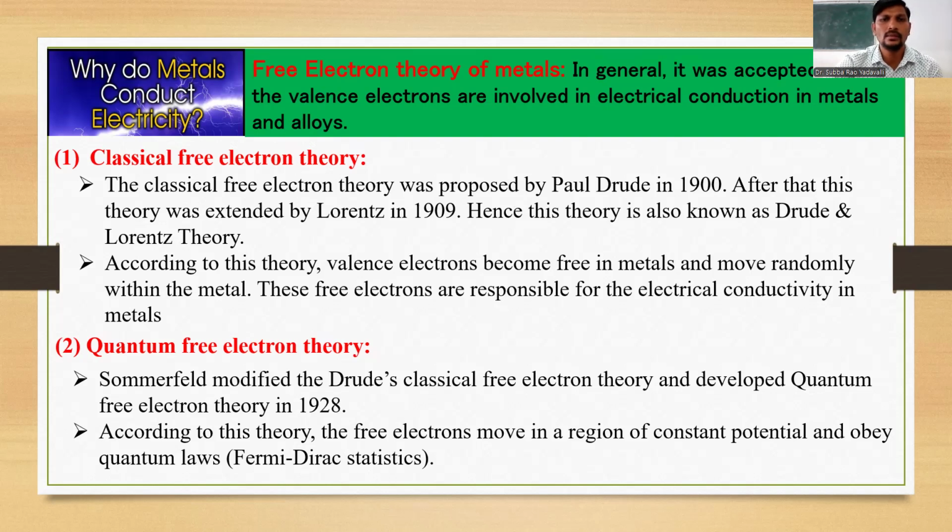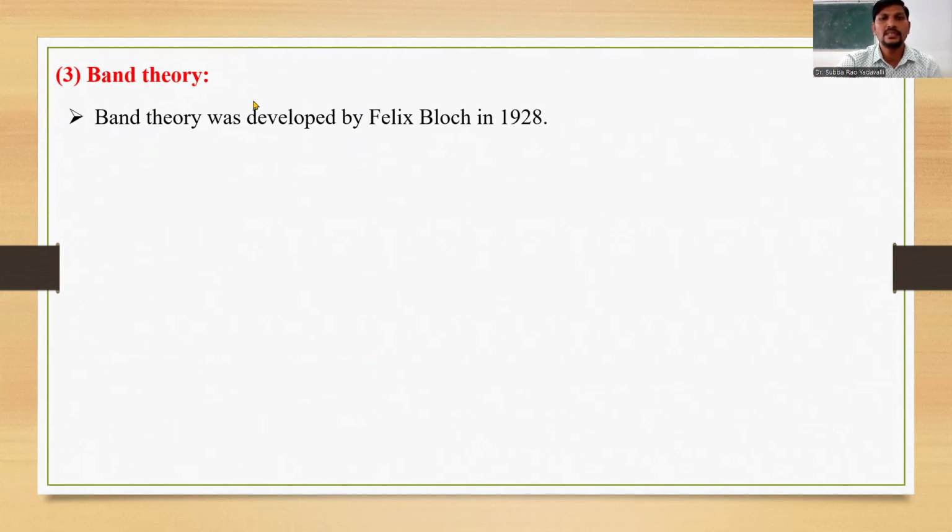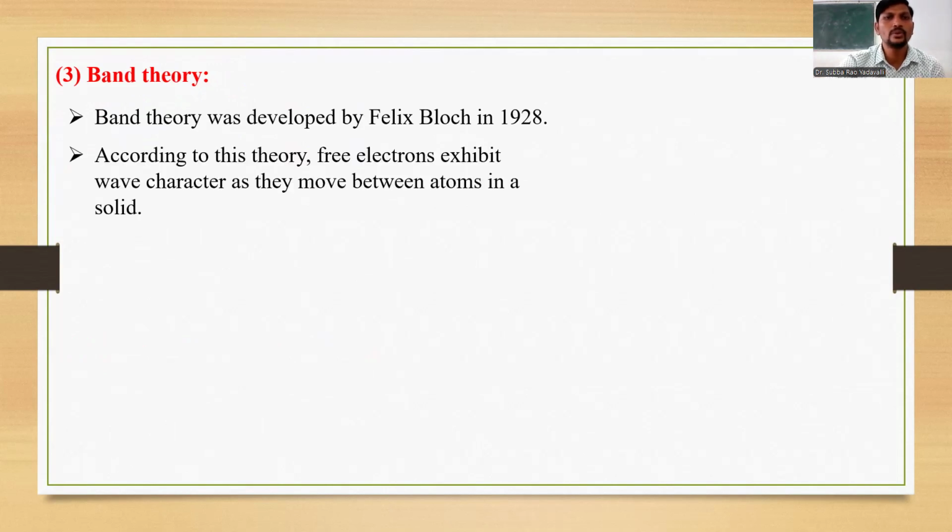For this, there is another theory, band theory. Here the name itself indicates the band. That means here they propose the formation of bands within the atoms. This band theory was proposed by Felix Bloch in 1928. According to this theory, the free electrons exhibit wave character as they move between the atoms in a solid.